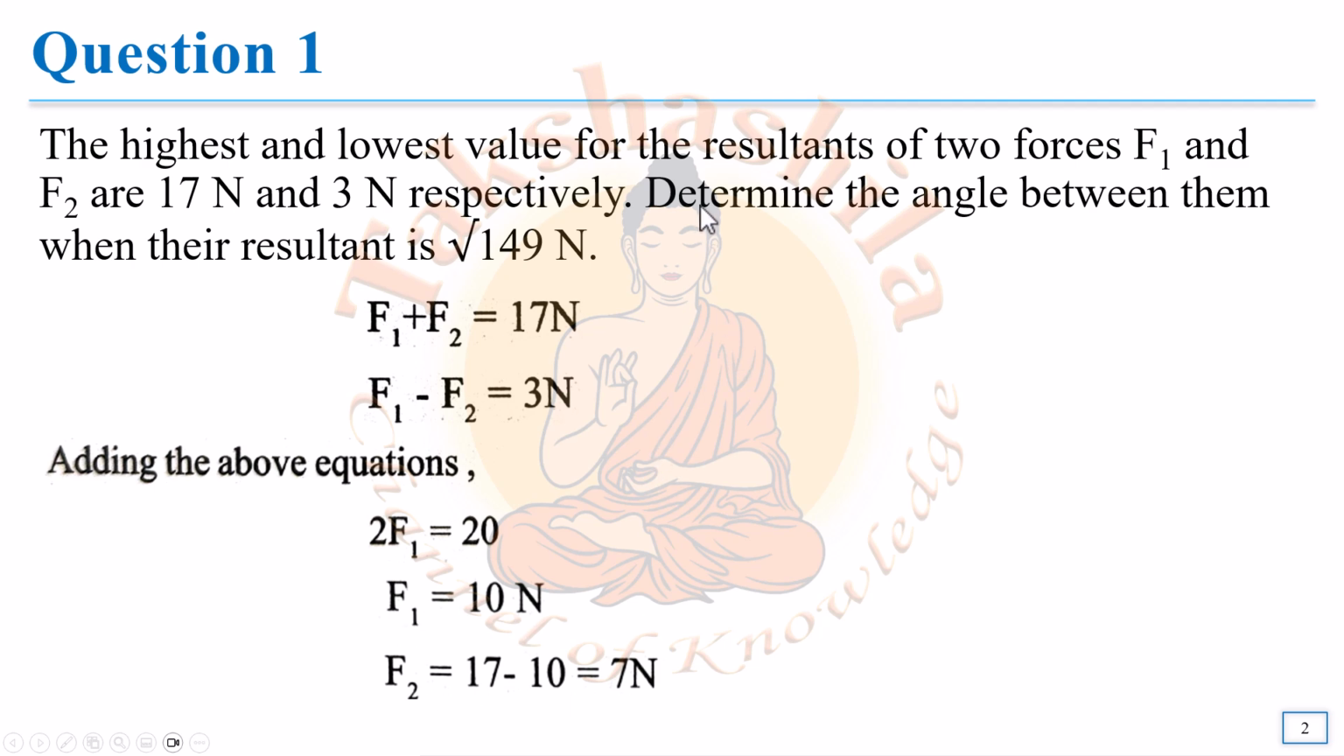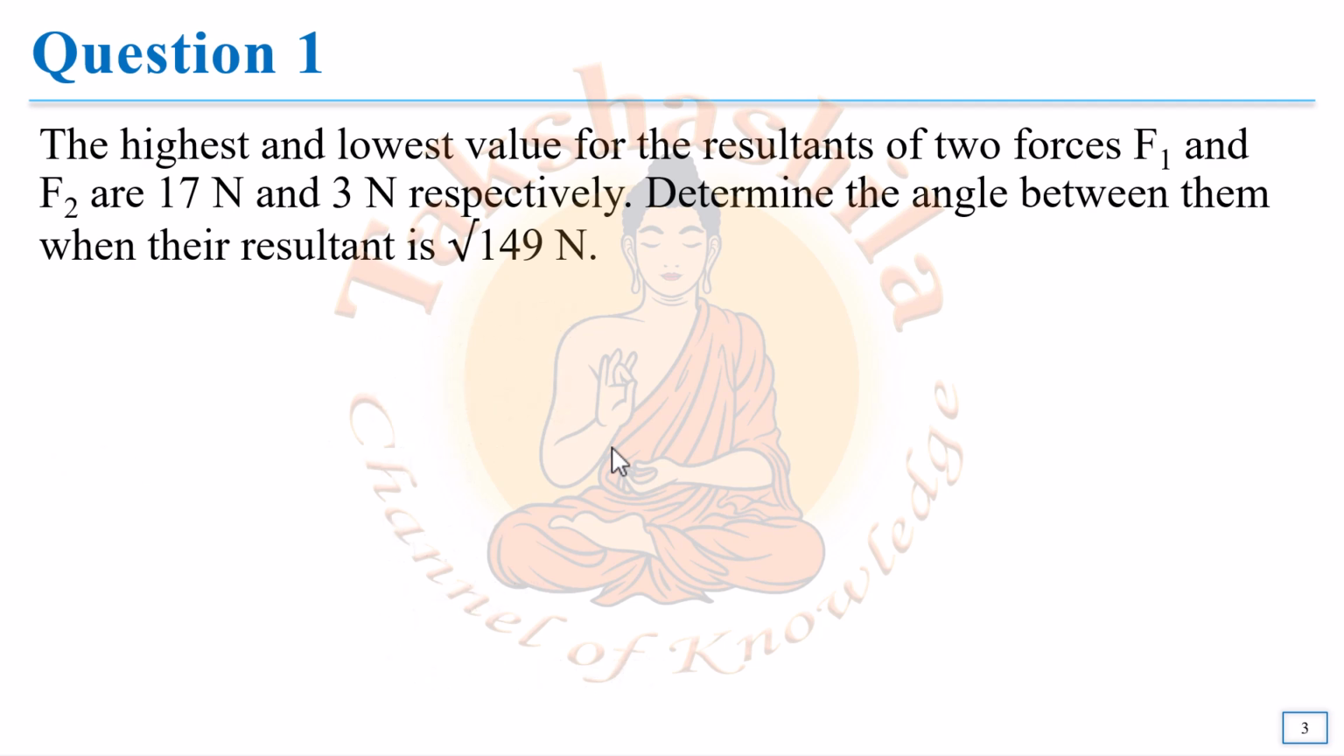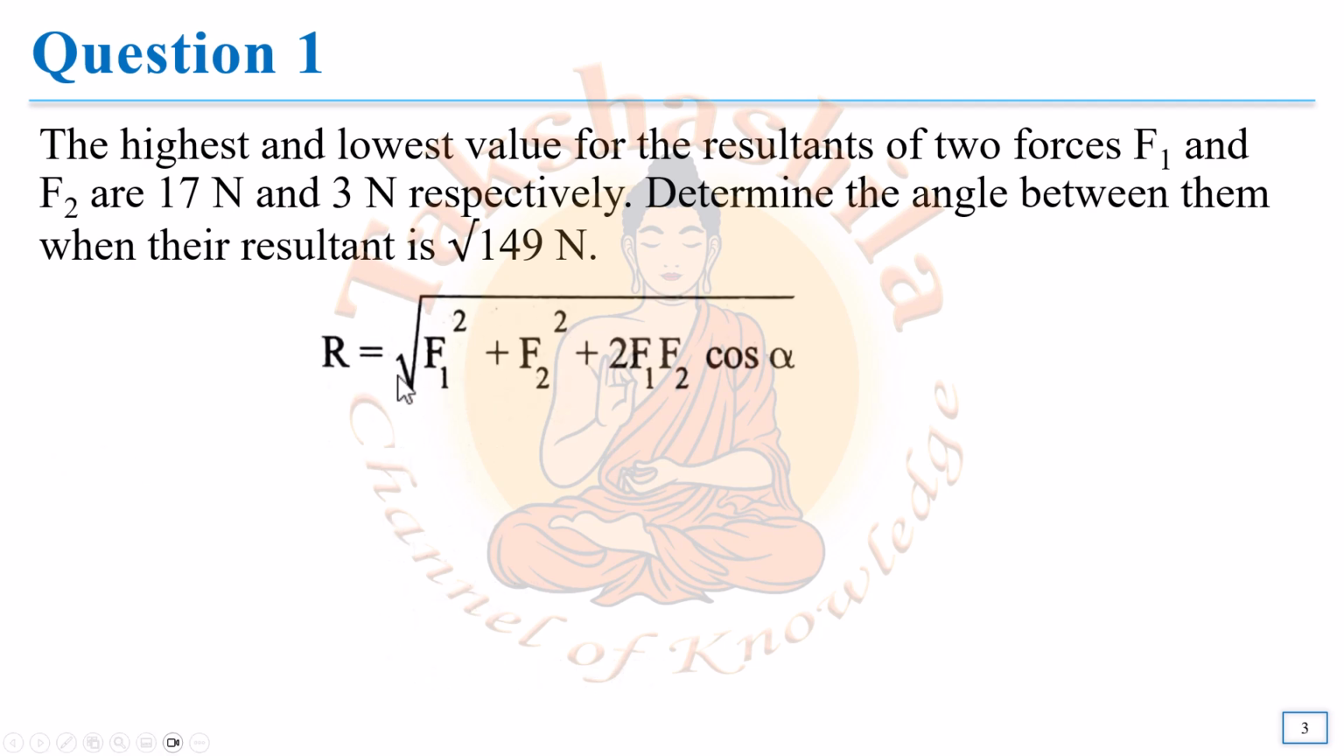Now let's come to the second part. The main part is to determine the angle between these two forces so that the value of the resultant will be root of 149 Newtons. So let's first write the equation for the calculation of the resultant. The equation is R is equal to root of F1 square plus F2 square plus 2 times F1 F2 cos alpha, where alpha is the angle between F1 and F2. We already know the values of F1 and F2 as well as the resultant, root of 149. So let us substitute that.